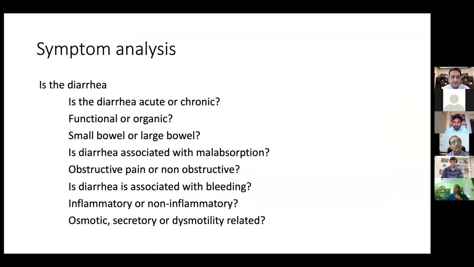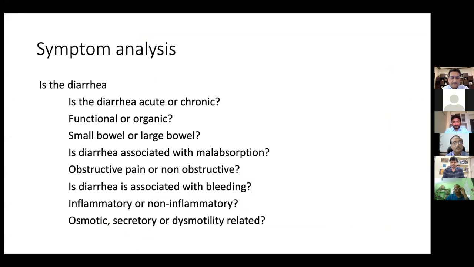As Makharia sir pointed out earlier in his talk, we always have to analyze the symptom that is present. In this case, diarrhea appears to be the predominant symptom. And whenever we have diarrhea, it is very important to answer these 7 questions that help us in arriving at a differential diagnosis. Do we have acute or chronic diarrhea?